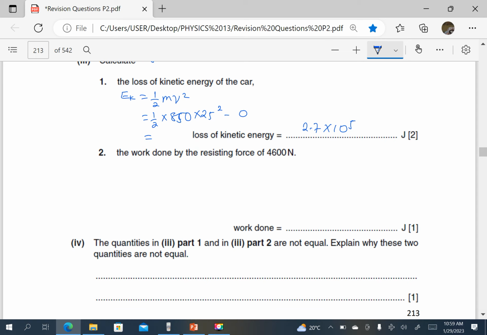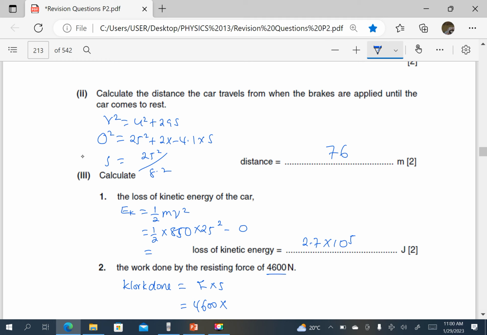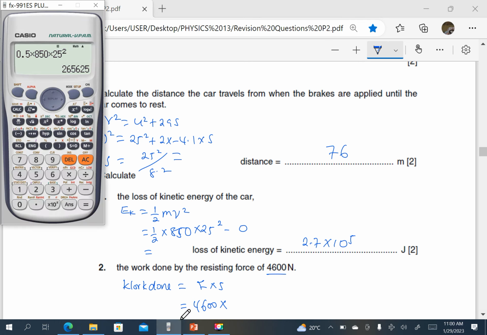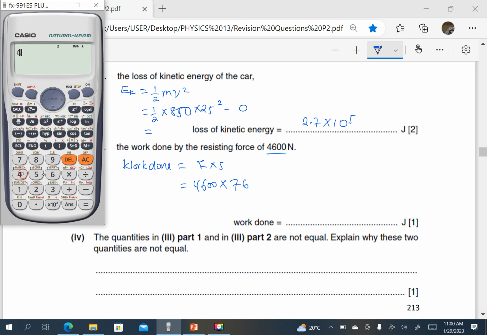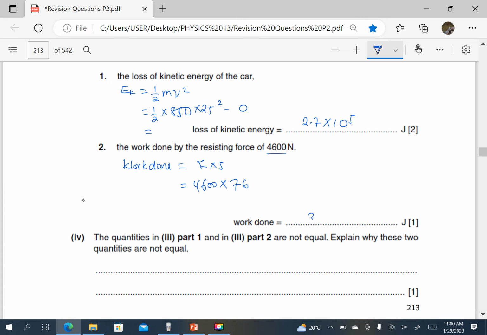The work done by the resisting force of 4,600 newtons. We know that work done is going to be equal to the force times the distance in the direction of the force. 4,600 newtons times the distance, which you have calculated as, I think this is 76. Let me check it again. 25 squared divided by 8.2 is 76.2. So that is times 76. That is 3.5 times 10 power 5 joules.